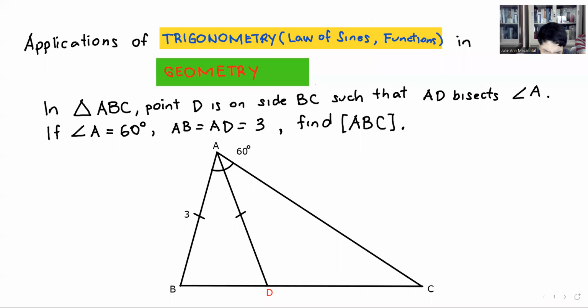So now, angle BAD equals angle DAC. Can you write clearly? So this must be 30 degrees, and this also must be 30 degrees.